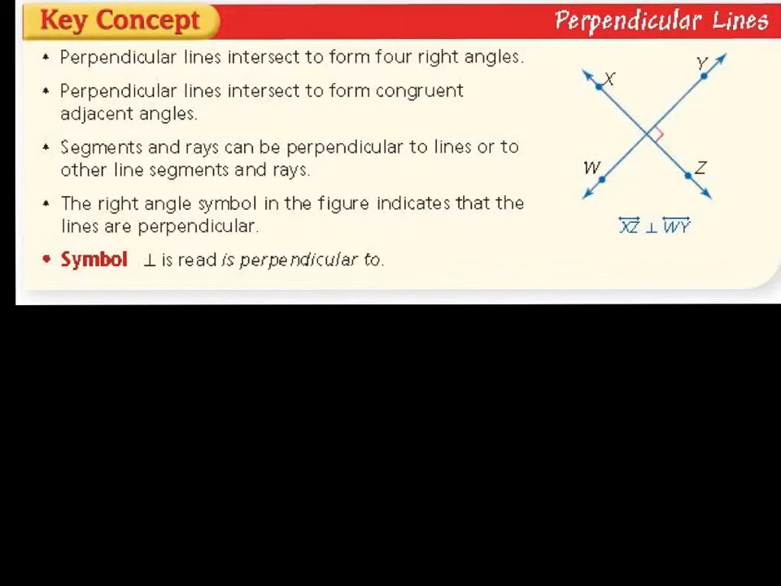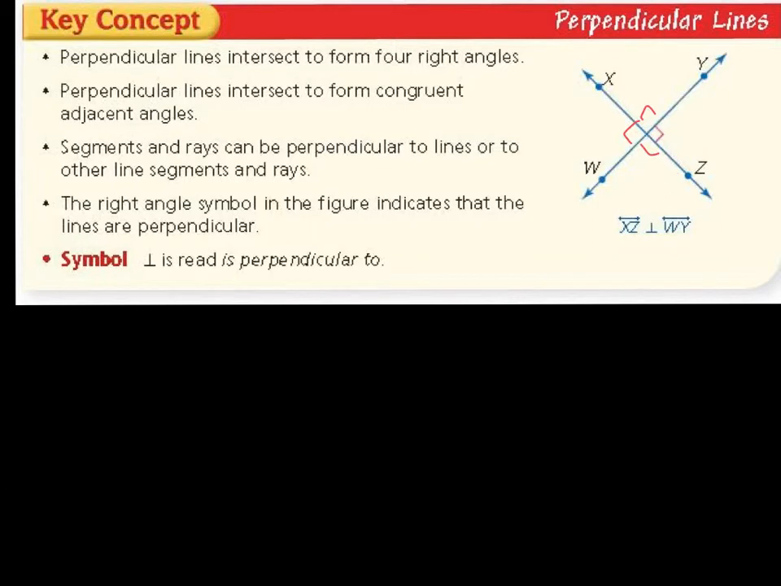Perpendicular lines intersect to form 4 right angles. Perpendicular lines intersect to form congruent adjacent angles because they would both be 90. Segments and rays can be perpendicular to lines or to other line segments and rays.